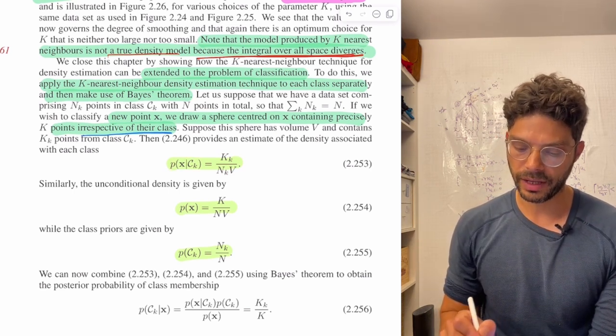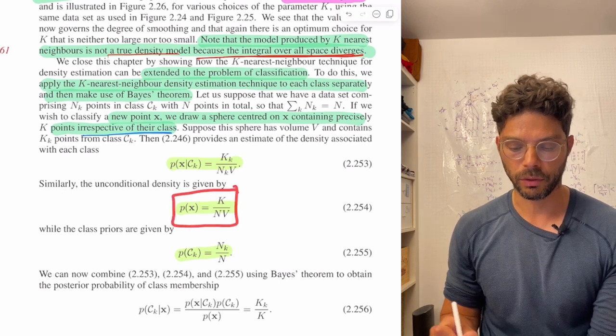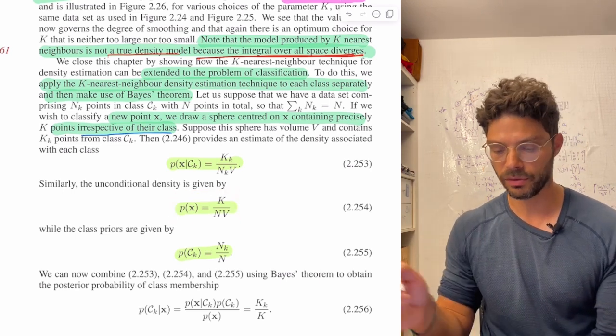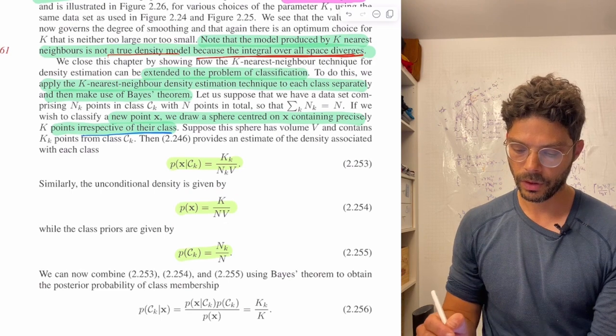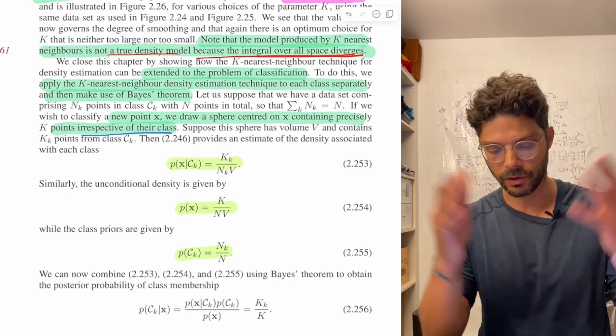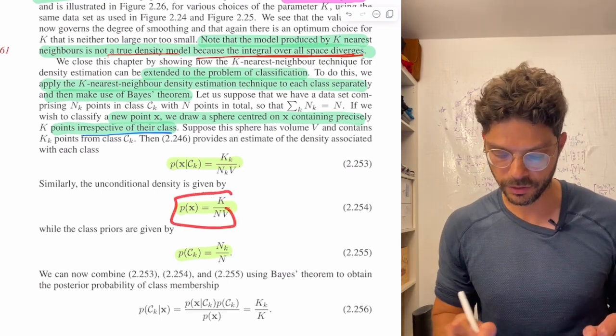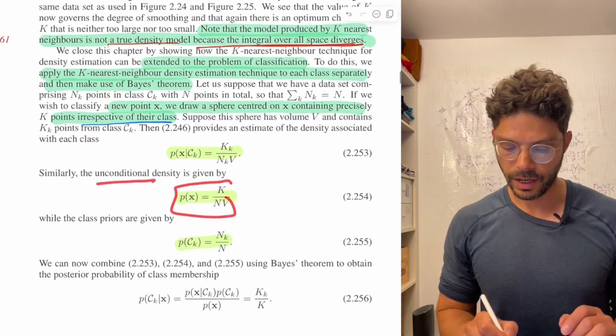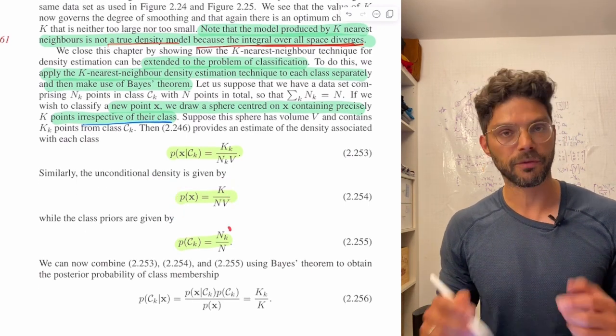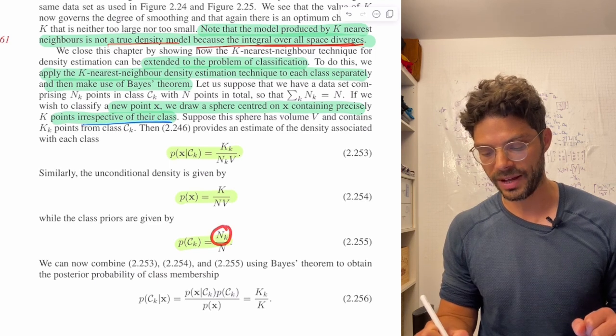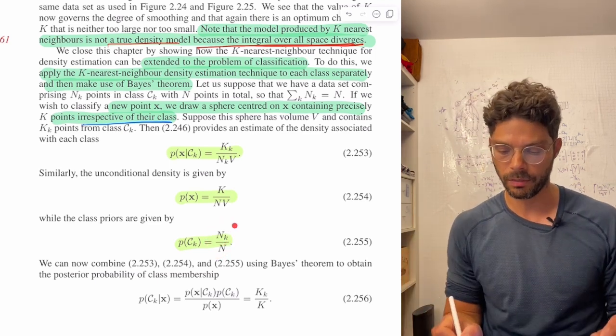Similarly, the conditional density is given by, so this is just the overall, you can sum this over, this is just the probability of the total density, basically, the unconditional density. And the class priors are just the fraction of the points coming from each class divided by the total number of points. So this kind of makes sense.